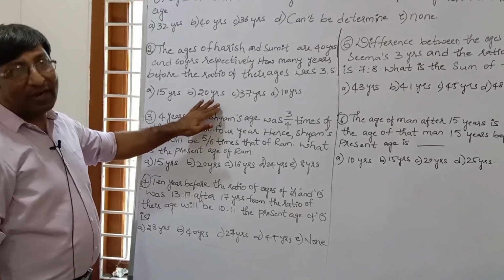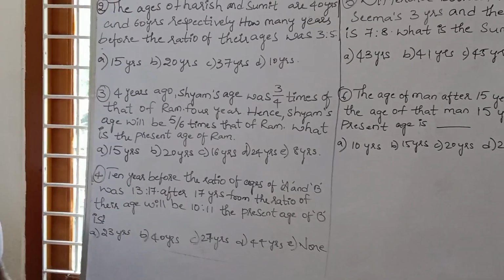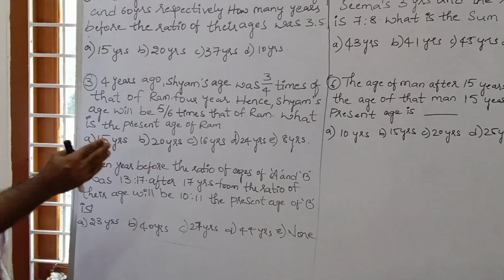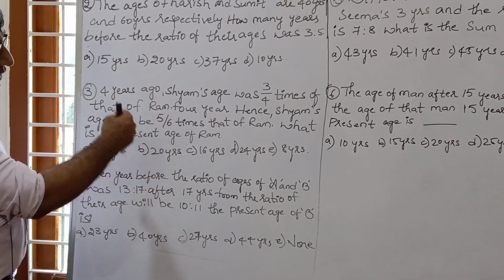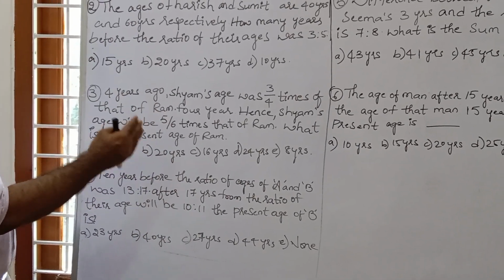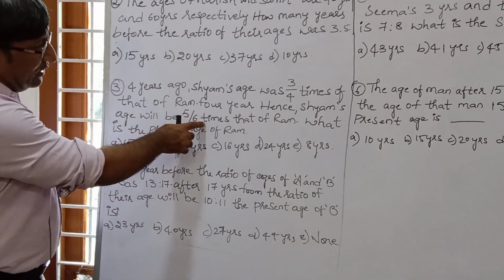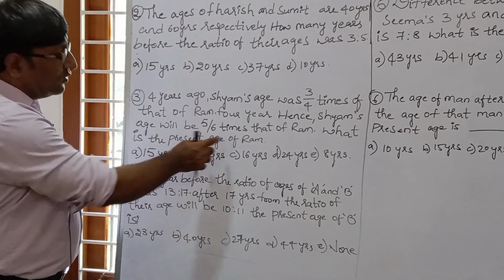So comment your answer. In the same way, this is the third question. In the third question, 4 years ago, Syam's age was 3/4 times that of Ram's age, and 4 years hence, means after 4 years, Syam's age will be 5 by 6 times that of Ram. Okay. So then what is the present age of Ram?